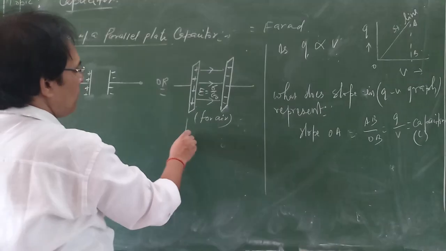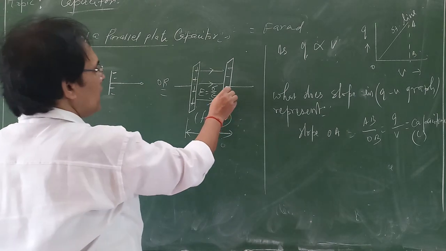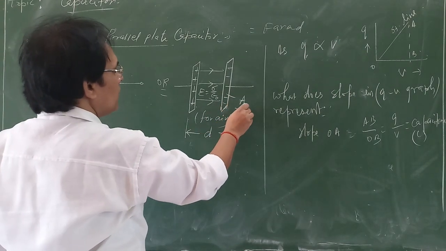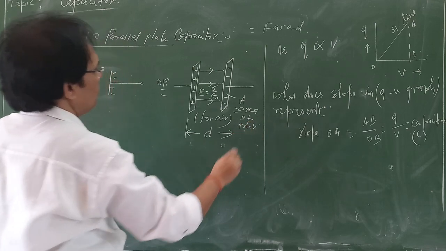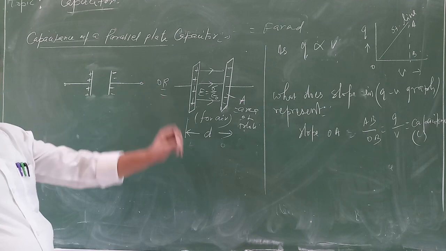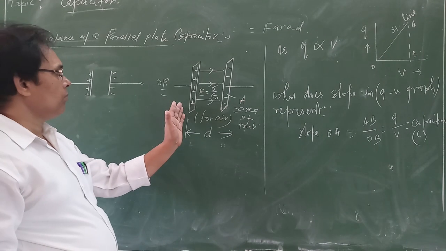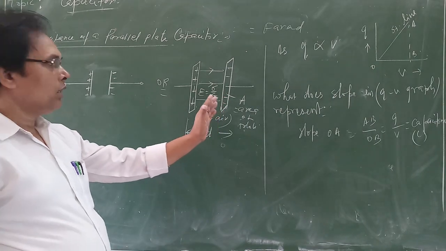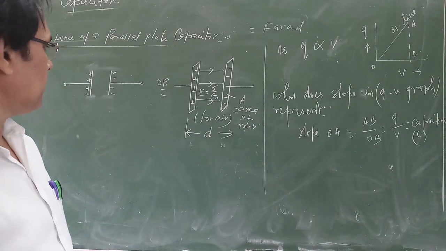Let the separation between the two plates be D, and A is the area of the plate. Find the capacitance of a parallel plate capacitor. If the capacitor plates get charged, then consider the potential developed between the two plates of the capacitor.